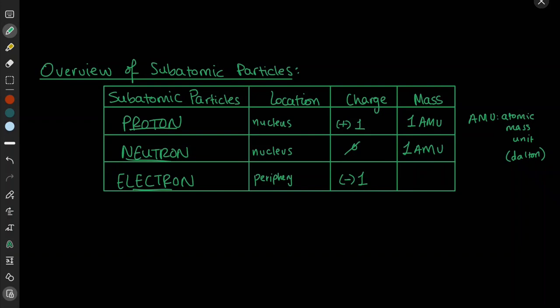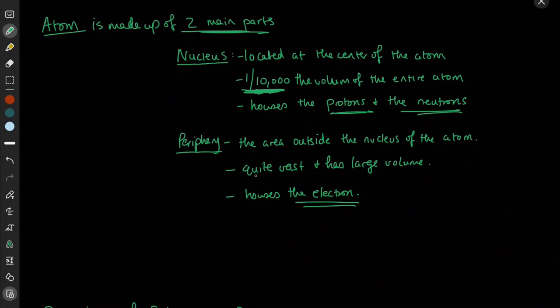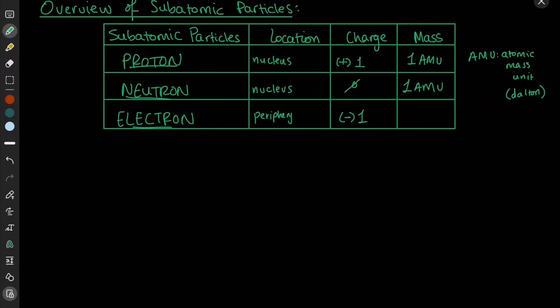Just like any other form of matter, they have mass. But the mass of electrons with respect to the mass of protons and neutrons is really tiny, similar to the volume of the nucleus being super tiny compared to the volume of the periphery. So with respect to electrons, what we actually say is that they have negligible mass. They still have mass, but with respect to the mass of protons and neutrons, electrons have negligible mass. Okay, so this is just an overview of the various subatomic particles.